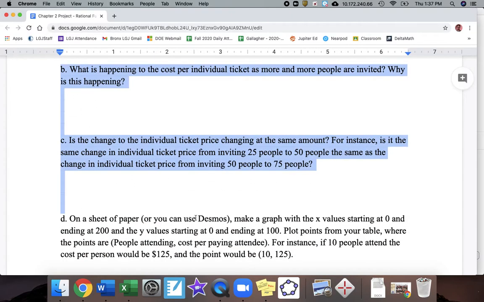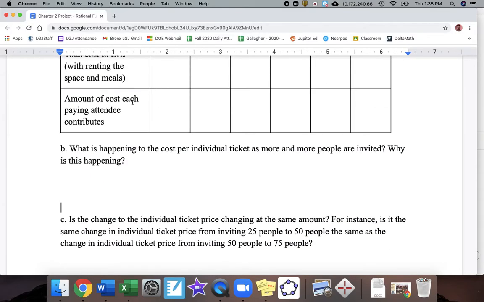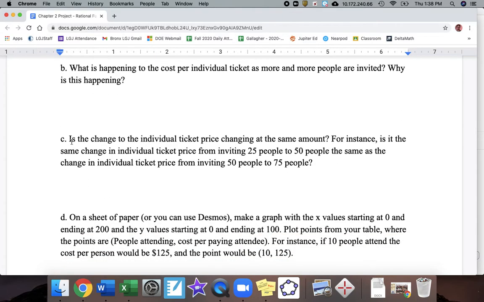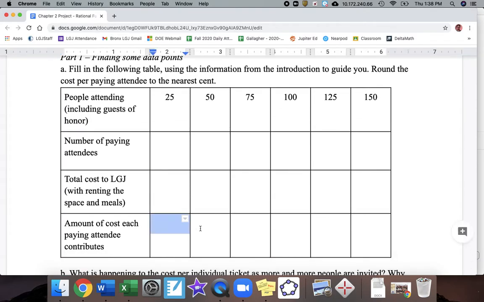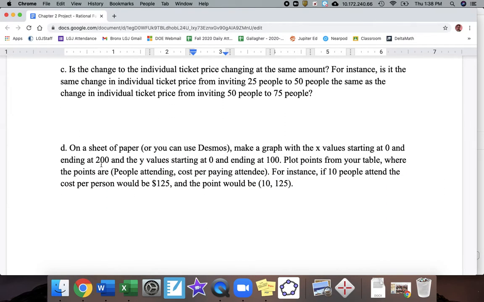You're going to base B, C, and D off of the table you just made. So what's happening to the cost per individual ticket? That's up here, the amount of cost for each attendee, as more and more people are invited. Why is it happening? You're going to notice a trend happening here. So it's your job to describe the trend as best you can. So is the change in the individual ticket changing at the same amount? For instance, is it the same change in individual ticket price from inviting 25 people to 50? Is it the same as changing from 50 people to 75? So basically, what's the change between these two? And is that the same change as here? Think back to rate of change from Algebra 1.